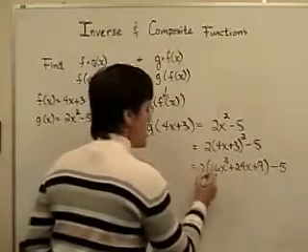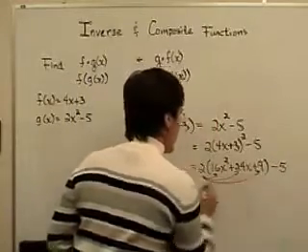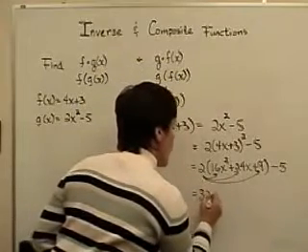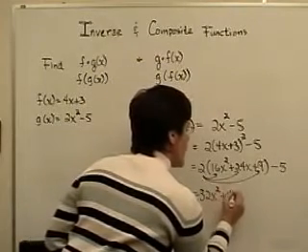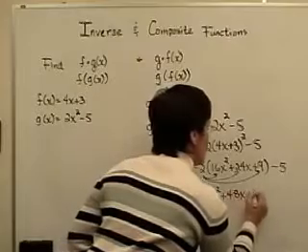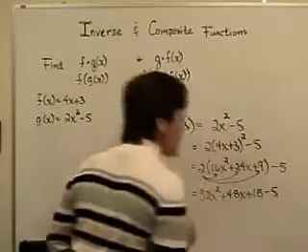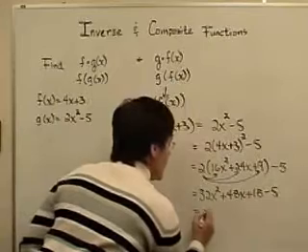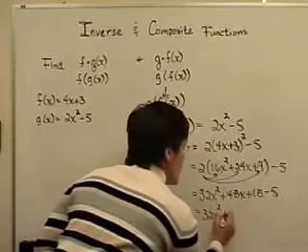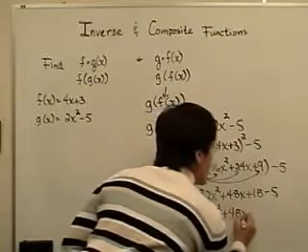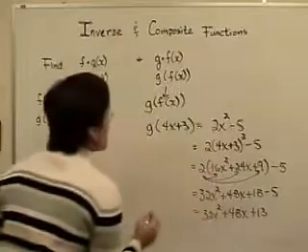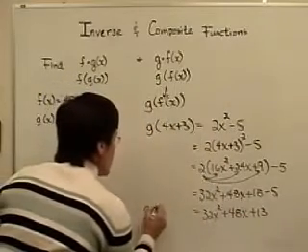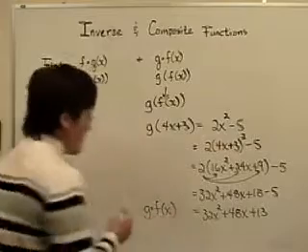Now I have to distribute the 2 times every term. So I'll have 32x squared plus 48x plus 18. And then I'm going to subtract that 5 from that 18. So finally I'll have 32x squared plus 48x plus 13. That is the composite function g dot f of x. That's all there is to it.